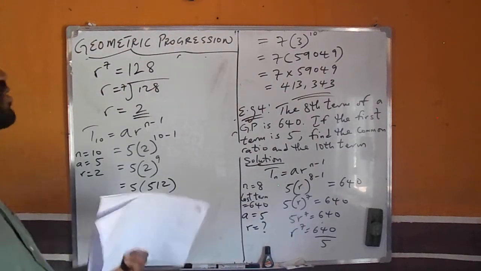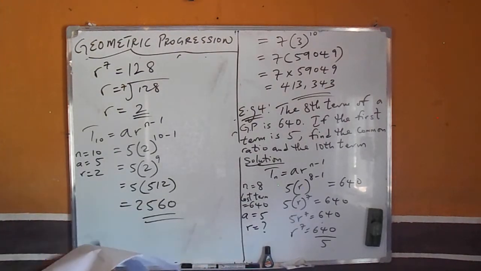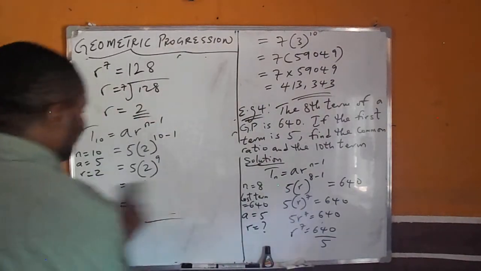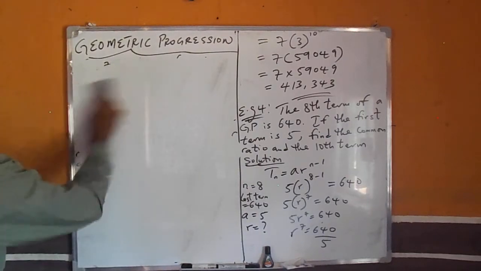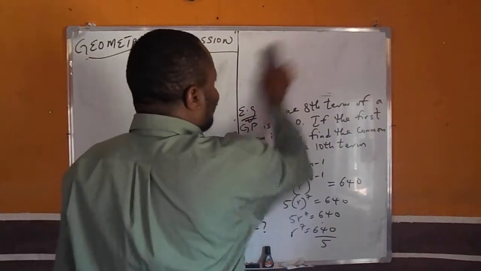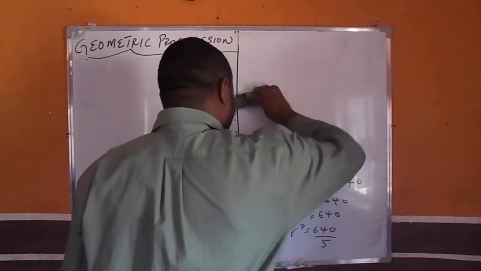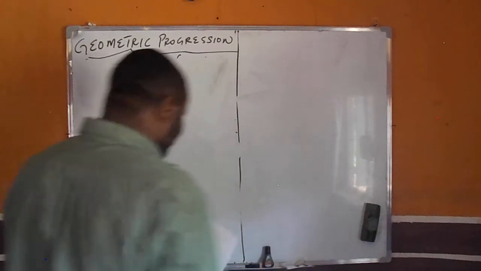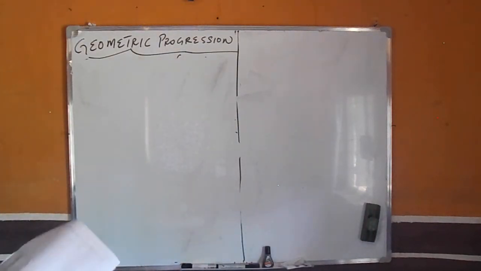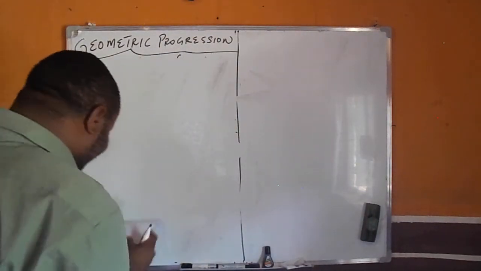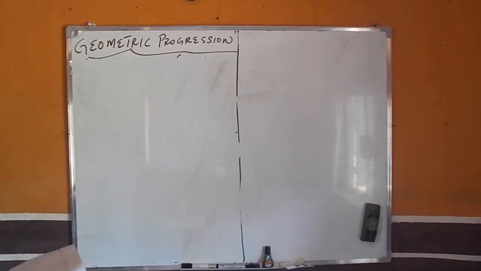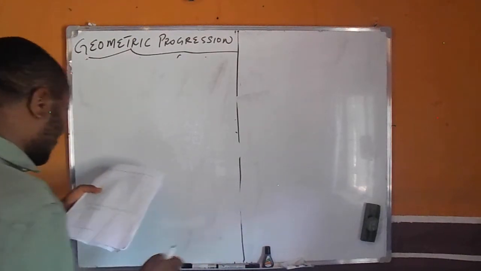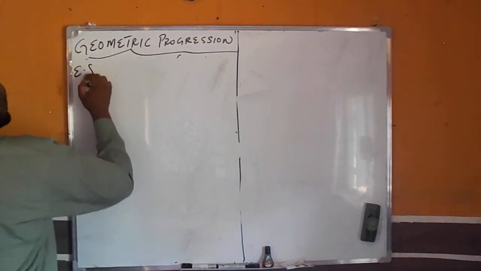So, with this, we are through with example 4. We can now move on to example 5. Example 5 says that the third and the ninth terms of a GP are 54 and 39,366 respectively. Find the sixth term.